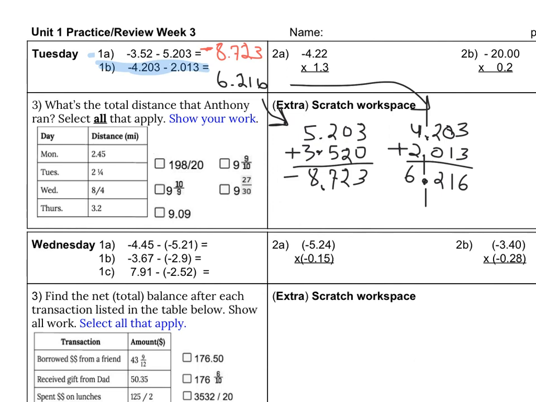If you don't show the work, it doesn't count. So you got to be attempting it on your own first. Let's check out 2A and 2B.